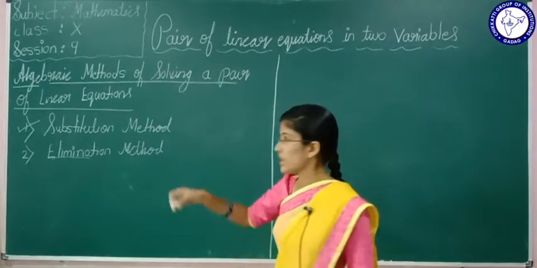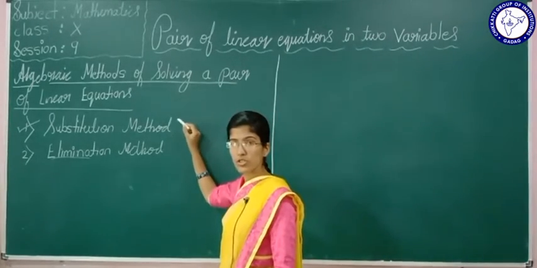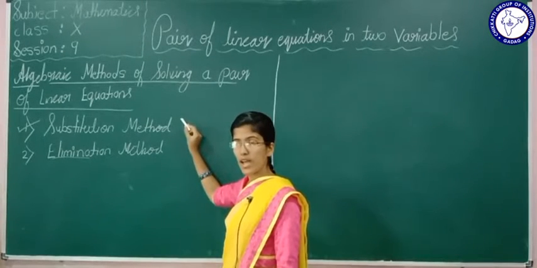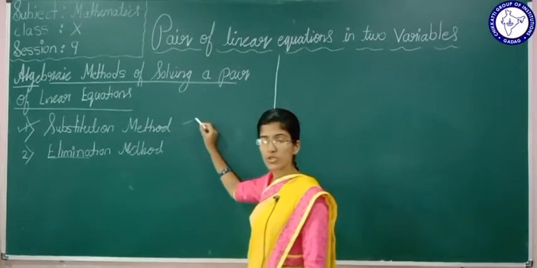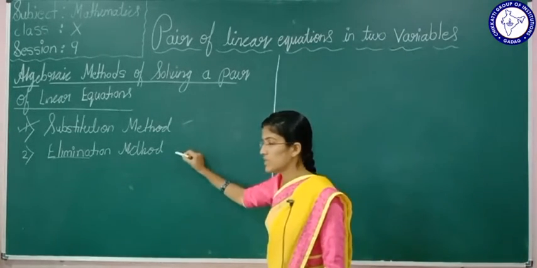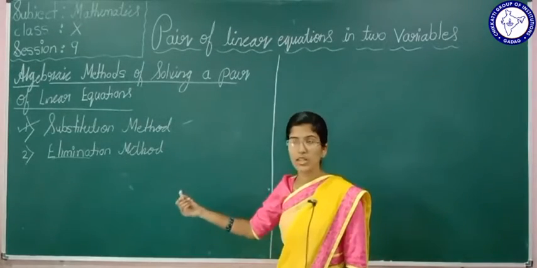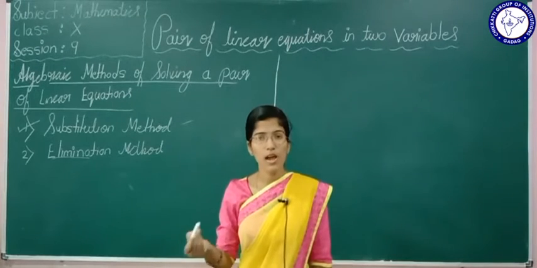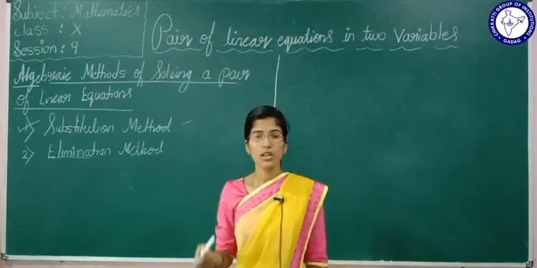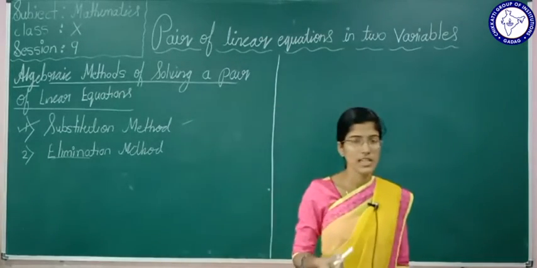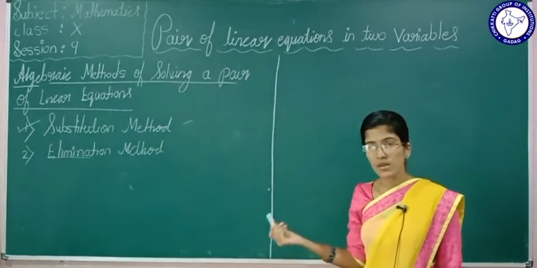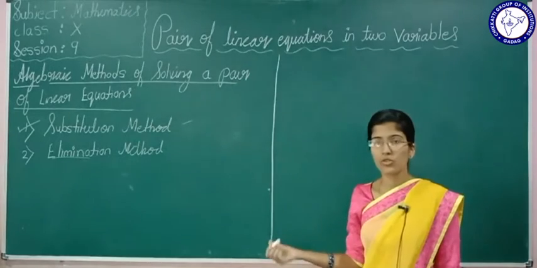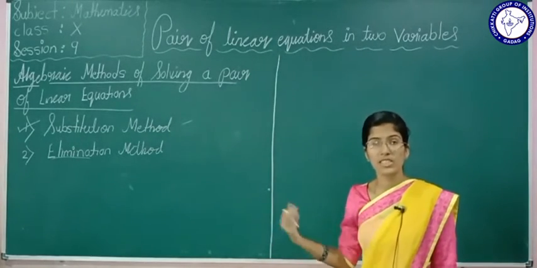Here see, in the first method, substitution, we used to express x in terms of y or y in terms of x, and we used to substitute that. That's why it is the substitution method. Here in the elimination method, we are going to eliminate some variable to find the solution of a pair of linear equations. We will see the problem, and you will understand how to solve such problems.